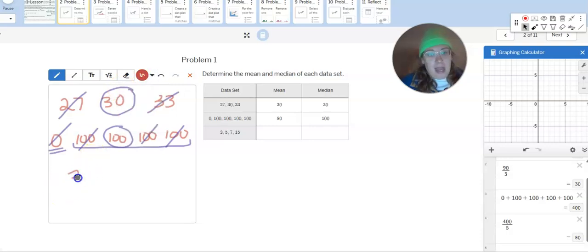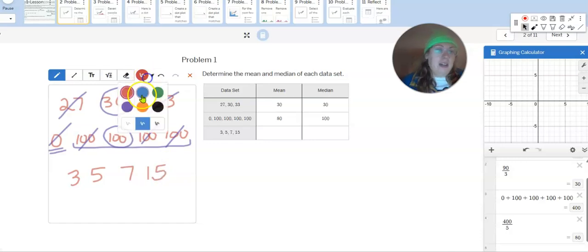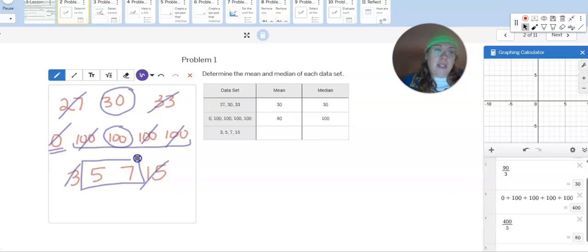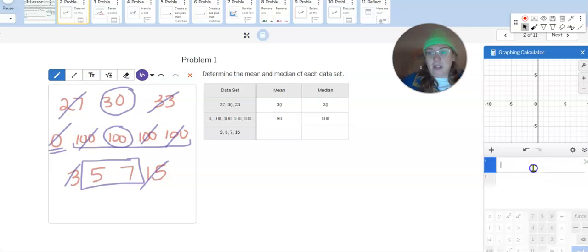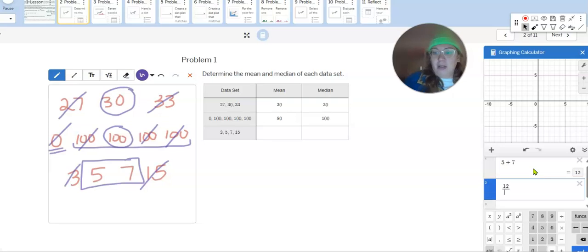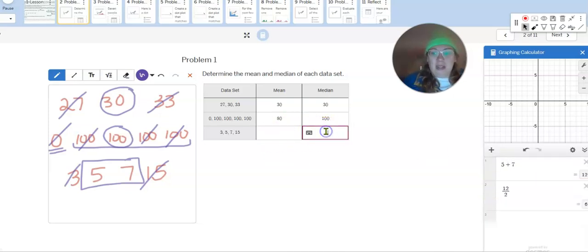Last one, we have 3, 5, 7, and 15. As we're finding our middle value, we notice we get 2 numbers in the middle. When that happens, we add those 2 numbers up and divide by 2. 5 plus 7 is 12. 12 divided by 2 is 6. So our median is 6.